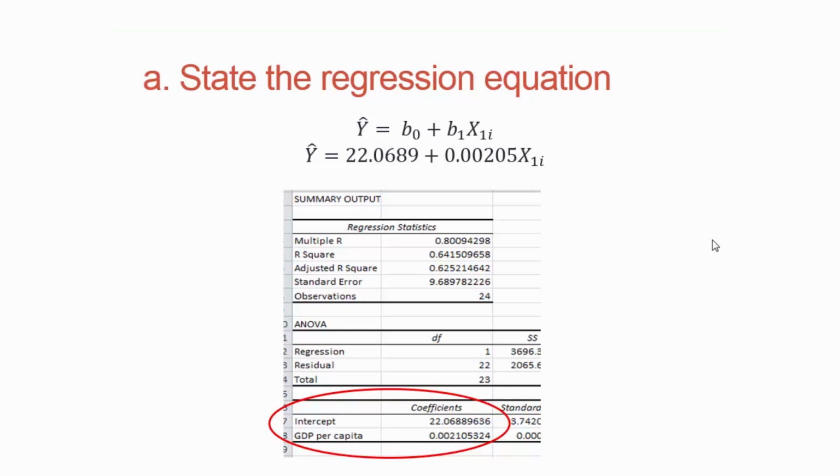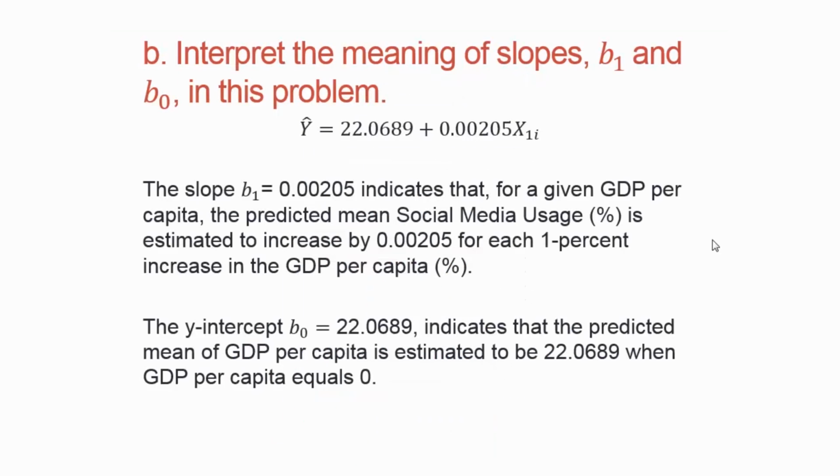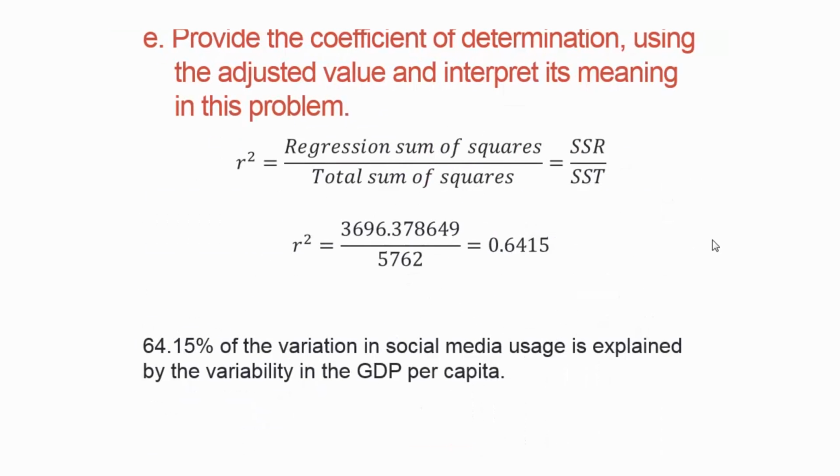All right? So what does it mean? Well, what it means is the percent of the variation in social media usage that is explained by the variability in GDP per capita. So almost 2/3 of the variation in social media usage can be explained by changes in GDP per capita. Okay?